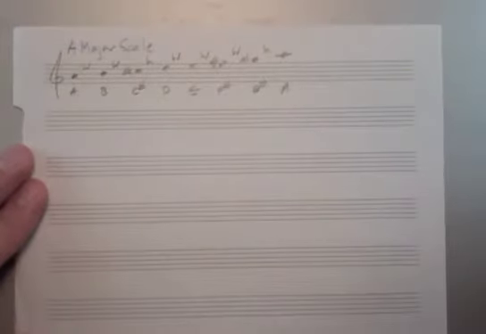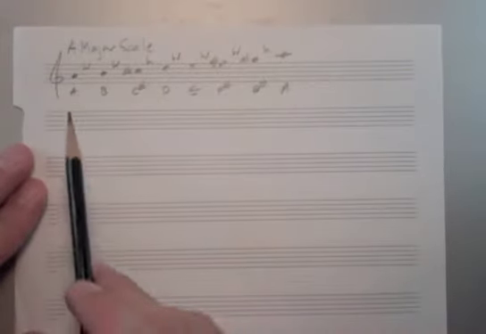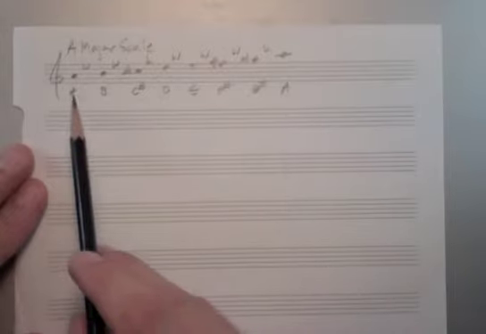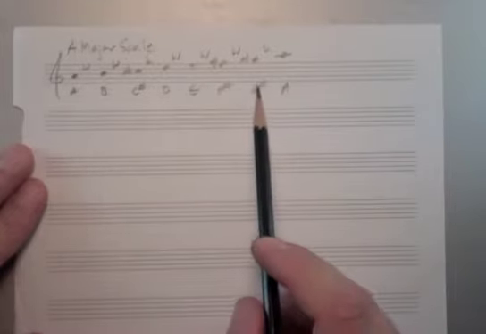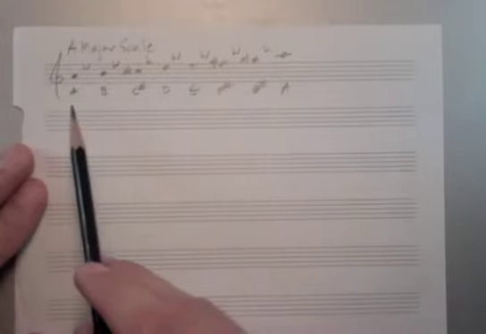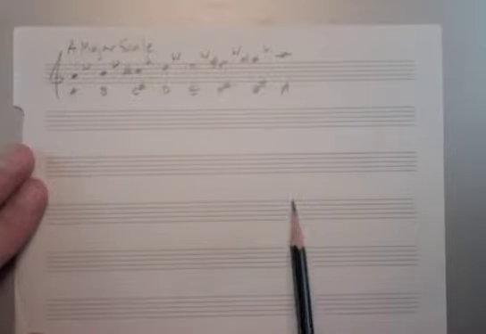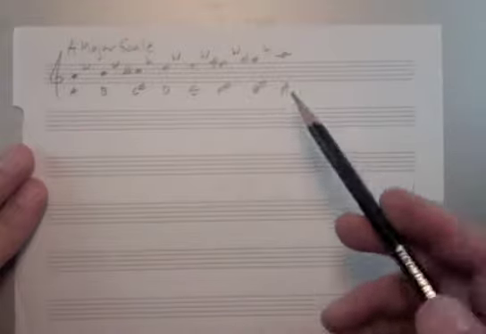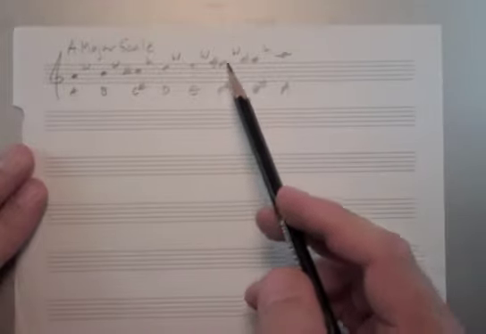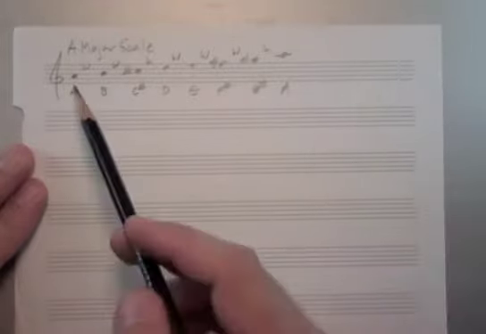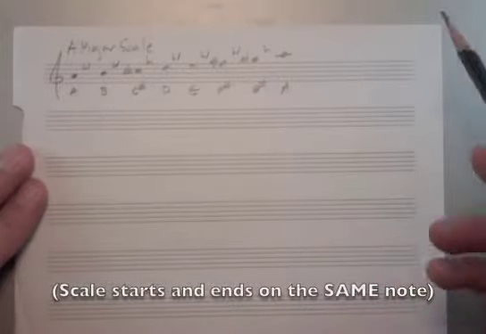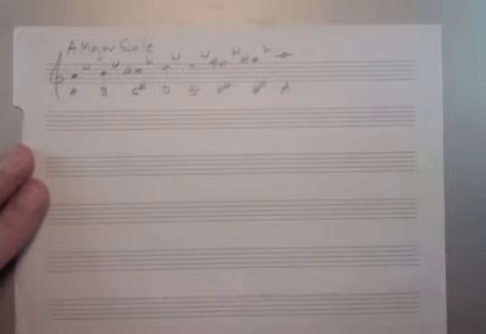Now if we think about the rules of the major scale, we have all of the pitch classes: some sort of A, B, C, D, E, F, G, A. We haven't skipped, omitted, or repeated any notes. So this is indeed an A major scale. 1, 2, 3, 4, 5, 6, 7, 8 notes. The scale starts and ends on the same note, so I promise this is a major scale.